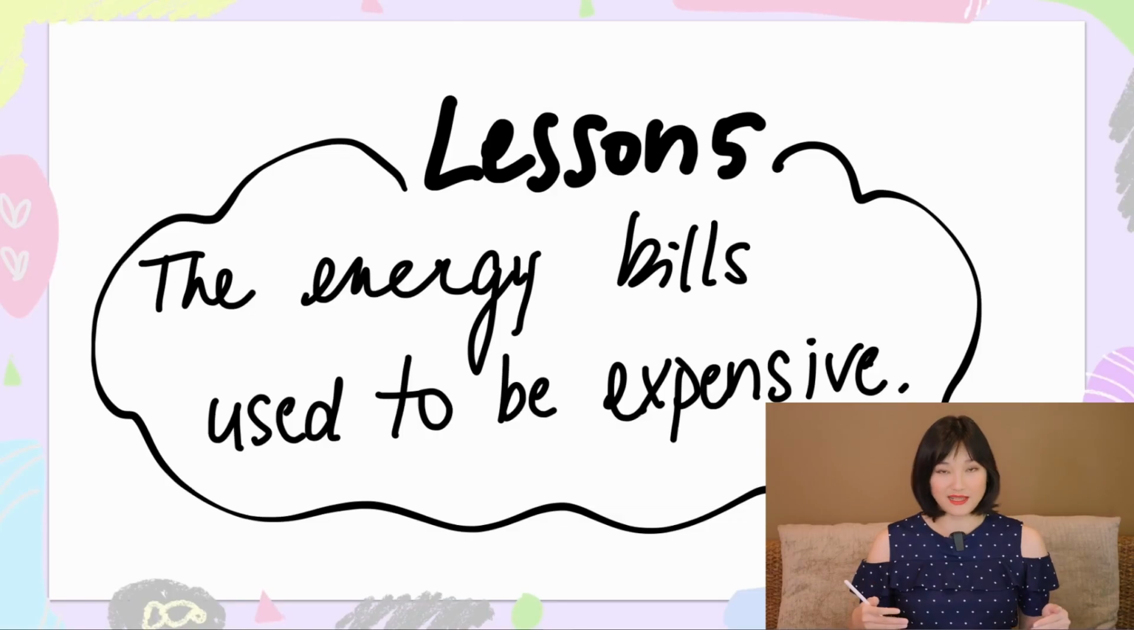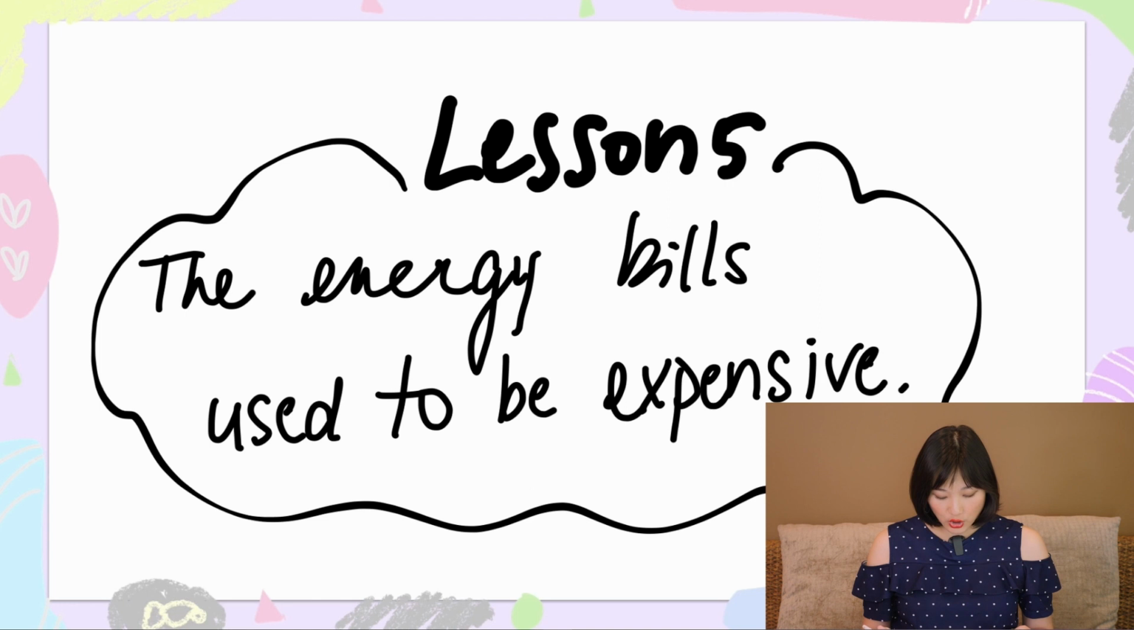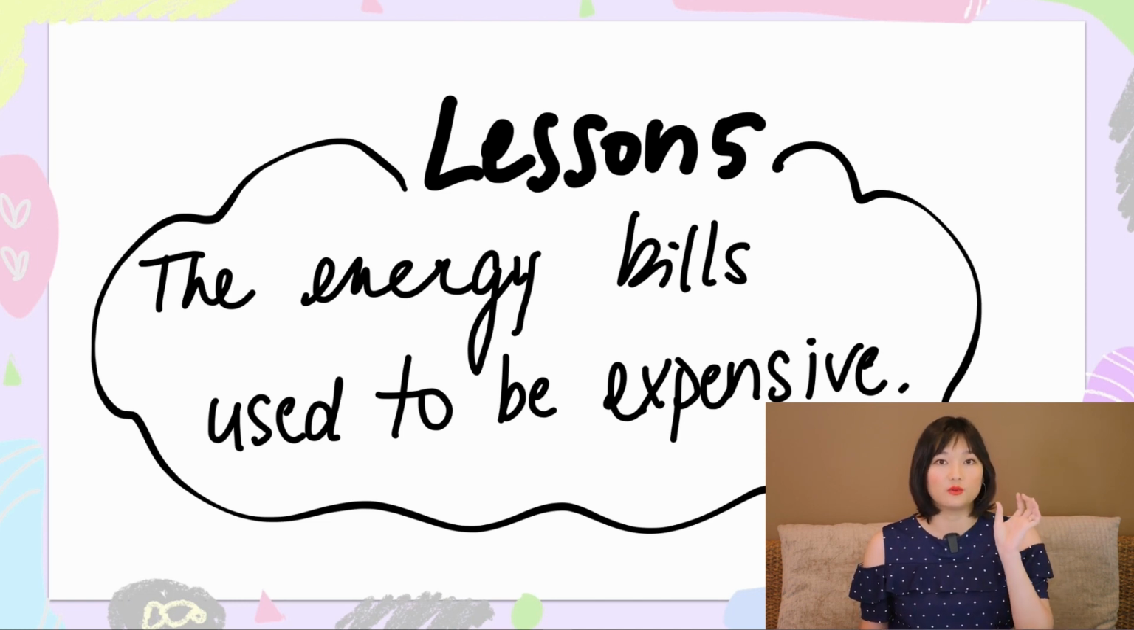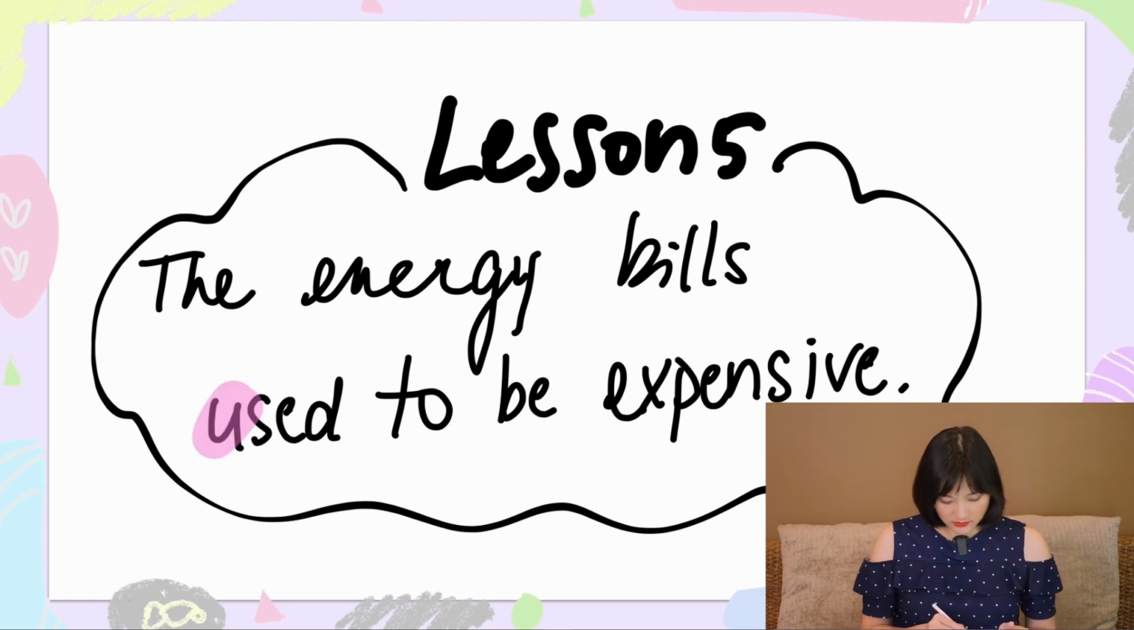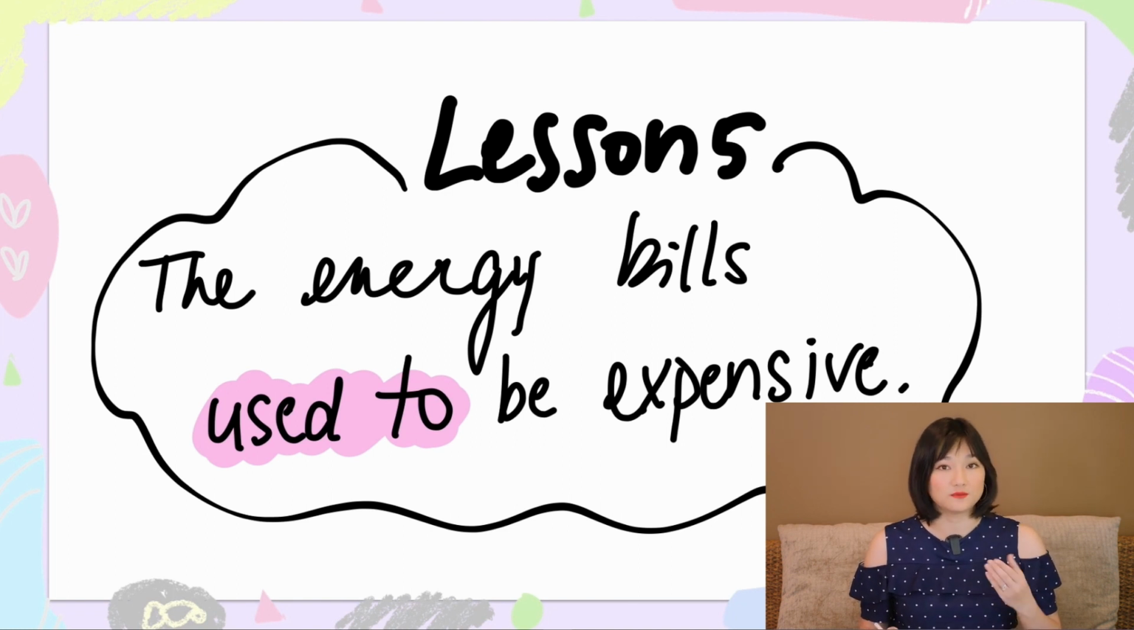So this one, we're going to just talk about one word. Actually, one verb, exactly, one verb. If you look at my example here, it says, "The energy bills used to be expensive." Used to be expensive. So we're going to focus on the word "used to." And we will learn how to speak "used to." In what situations can we say "used to"?